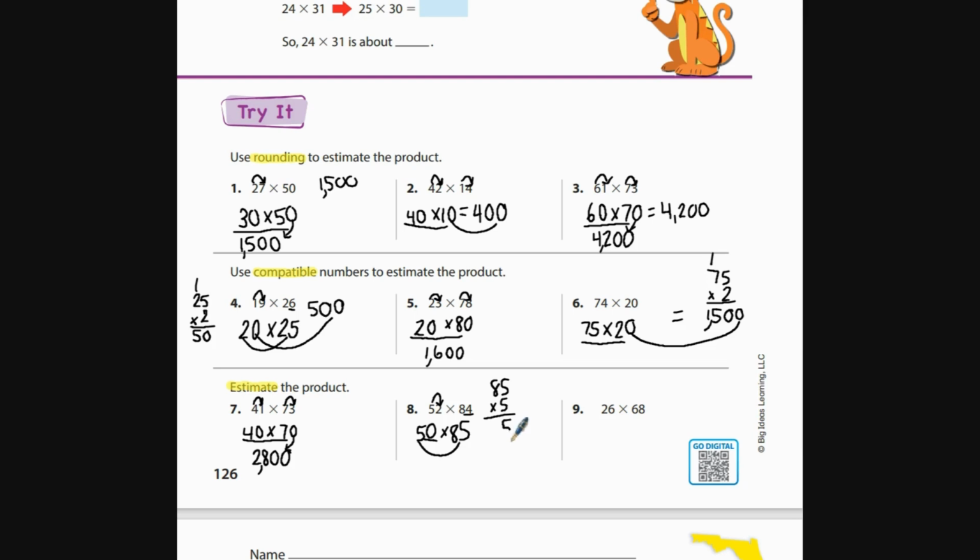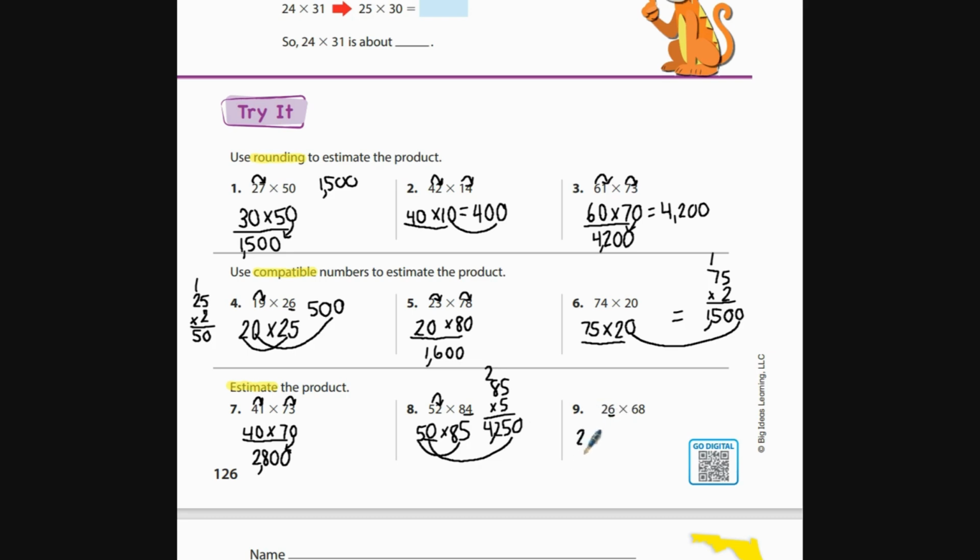5 times 5 is 25, carry the 2. 5 times 8 is 40, 41, 42. Okay, so 85 times 5 is 425. But what did I tell you to do at the end? Don't forget him. That means this is my estimate. My estimate is 4,250.